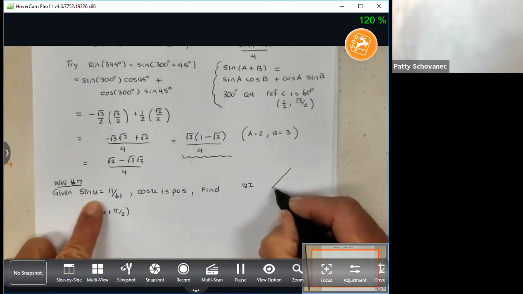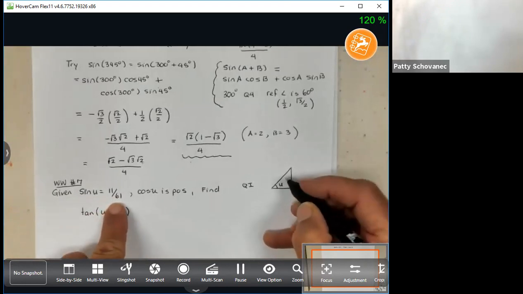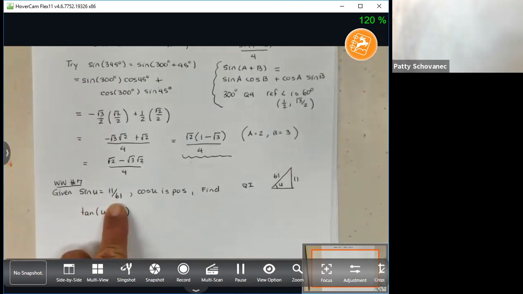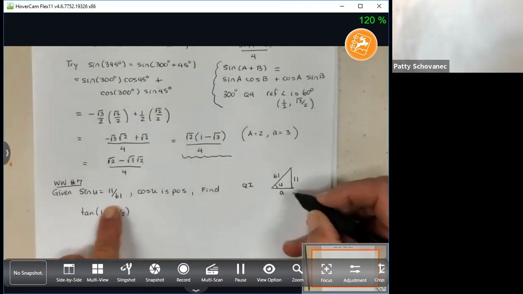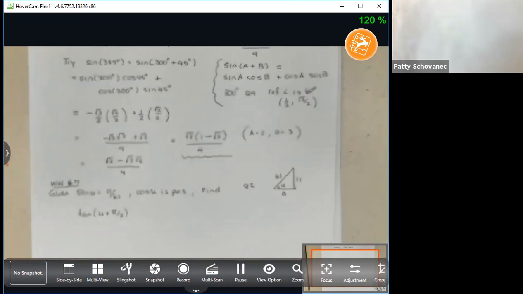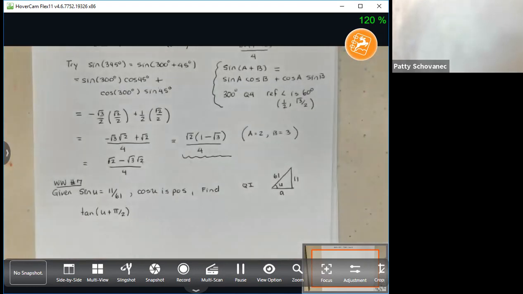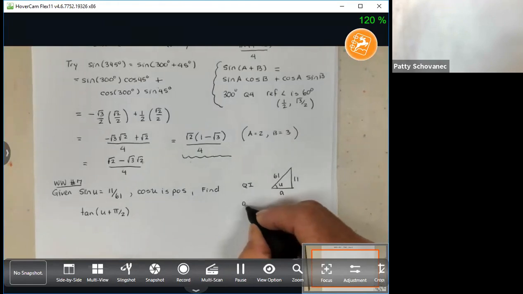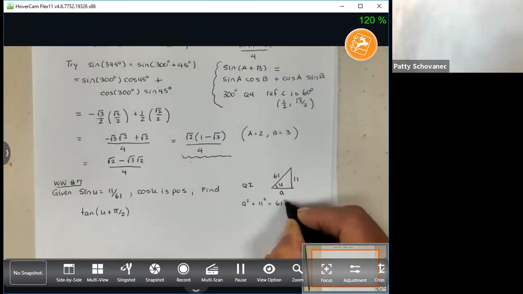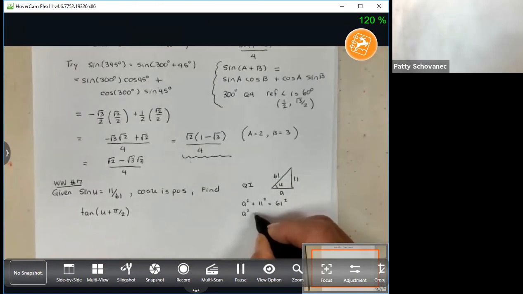If I draw this quadrant 1 angle and put angle U here, the sine represents the opposite over the hypotenuse. And then we have to find this adjacent side so that I'll be able to find the tangent. So let's first complete that triangle using the Pythagorean theorem. It says that a squared plus 11 squared is 61 squared. 11 squared is 121. Oh, what is 61 squared?